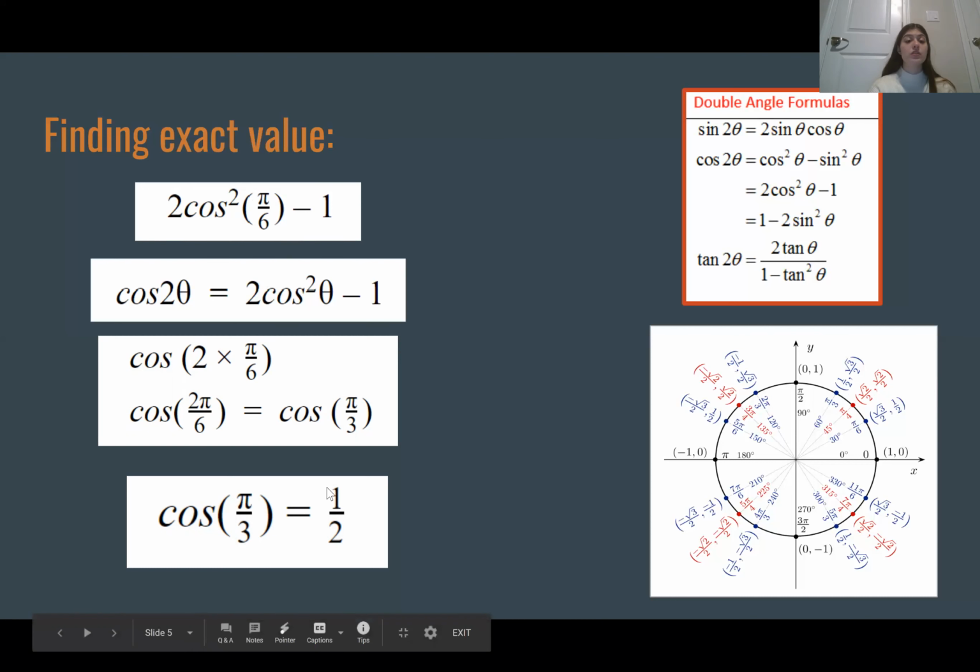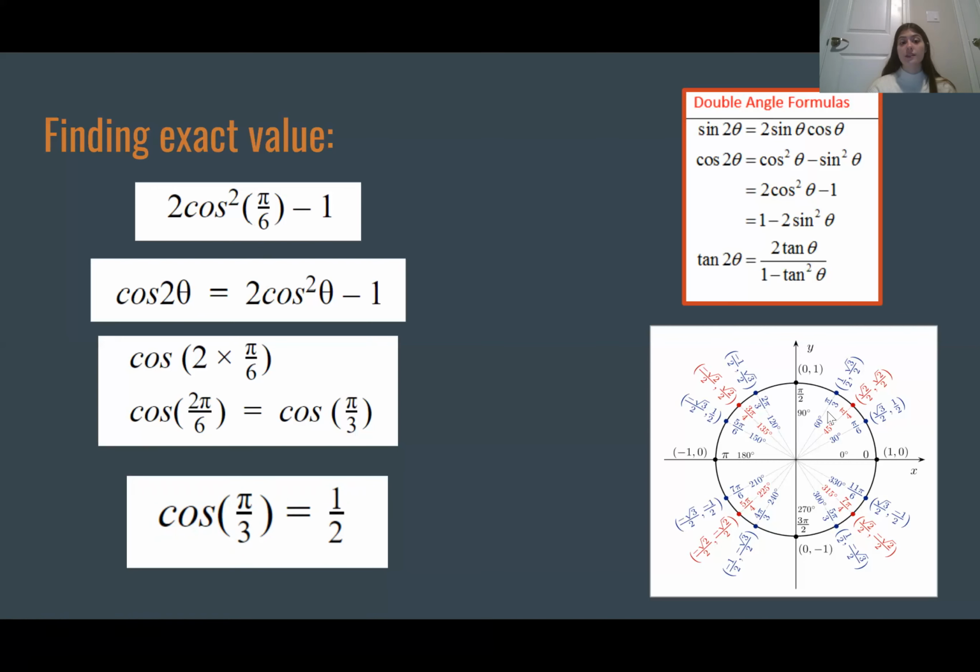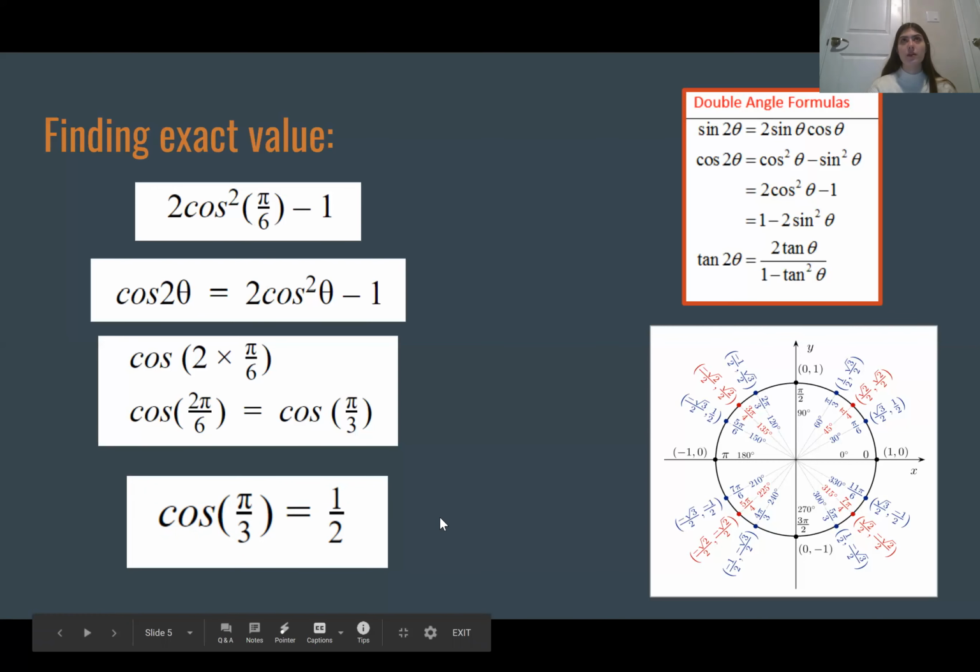Sometimes, like I could have asked you for sine of pi over 3, and then the answer would have been root 3 over 2, and that wouldn't have been so nice on a calculator. Okay.